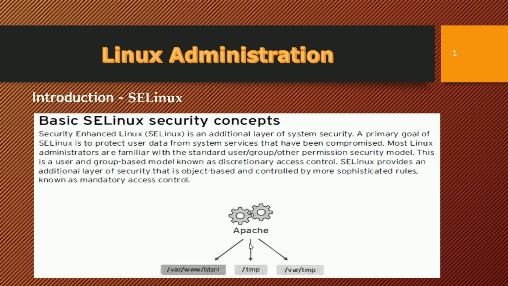SELinux provides an additional layer of security that is object based and controlled by more sophisticated rules known as mandatory access control. So what will happen if you enable SELinux? We know that if you have an Apache server running, a lot of applications are running. So basically mandatory access is applicable to the users' access to the server via any application only.